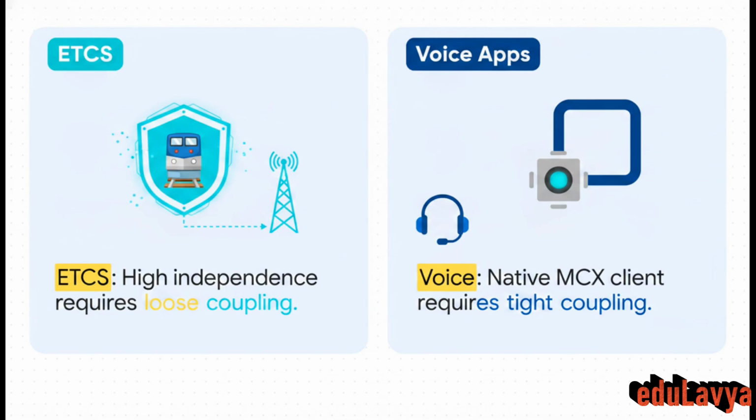If we compare two of the biggest use cases in rail, we can perfectly map out exactly why these different regimes have to exist. On one hand, we have the European Train Control System, or ETCS. This system demands absolute, strict isolation from the telecom hardware, so it uses loose coupling. On the other hand, voice applications are highly interactive and demand native MCX integration, meaning they have to be tight coupled. Let's dig into the why here.